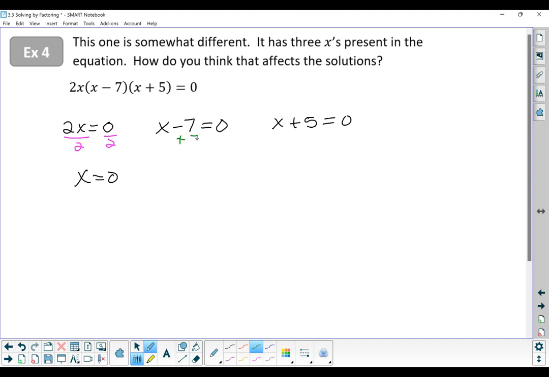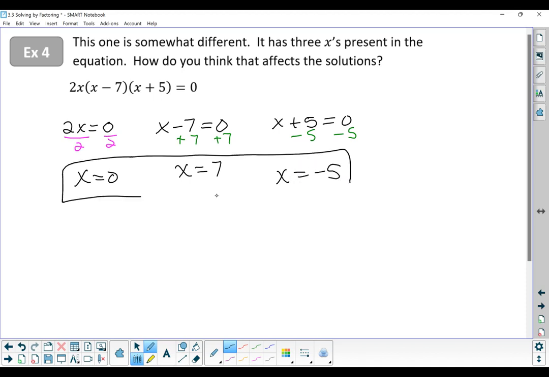The second one, I would add 7 to both sides of my equation. So we have x is equal to 7. And the third one, I would subtract 5 from both sides. So I get x is equal to negative 5. So this equation, because it has 3 x's present, it has 3 solutions.